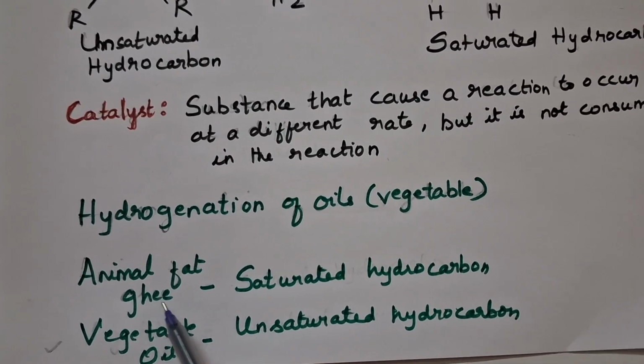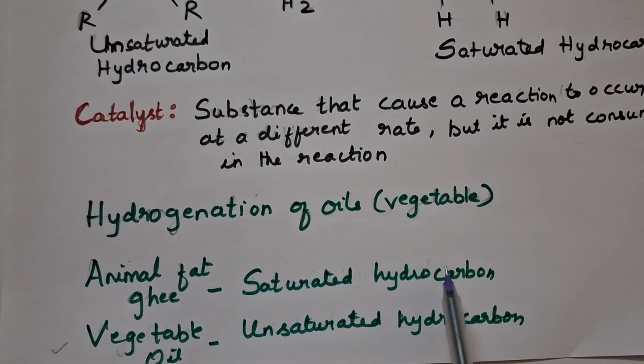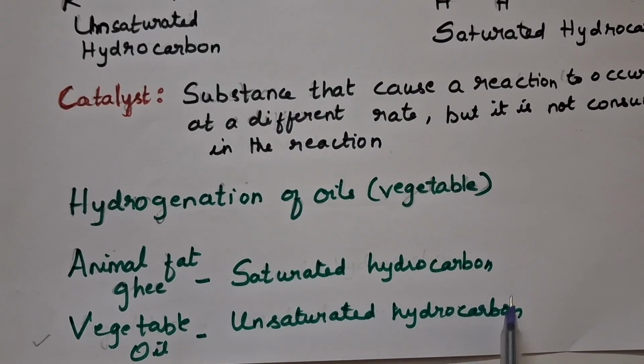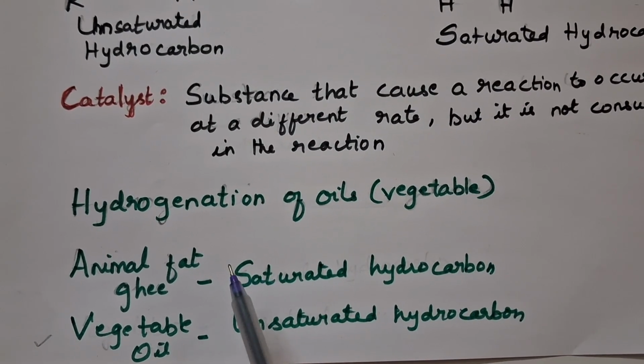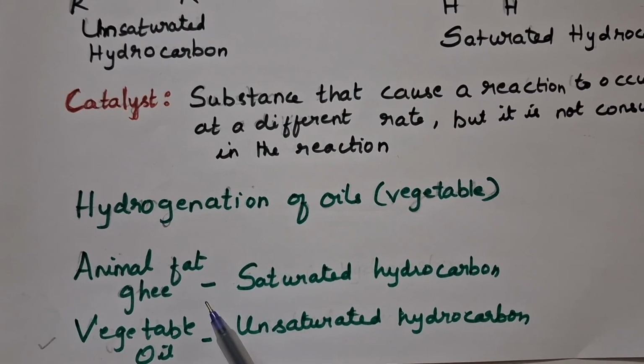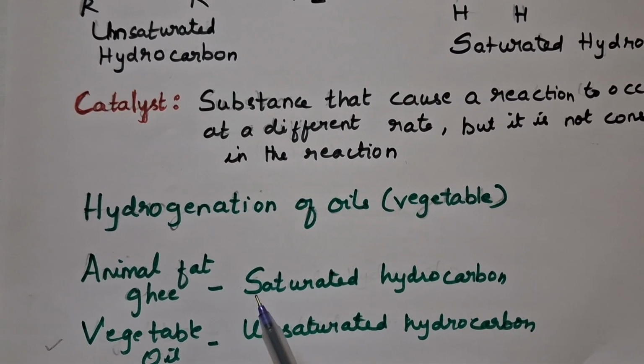Fat like ghee, these are saturated hydrocarbons. Vegetable oil, these are unsaturated hydrocarbons. So here also you may get a question like whether they are saturated or unsaturated.